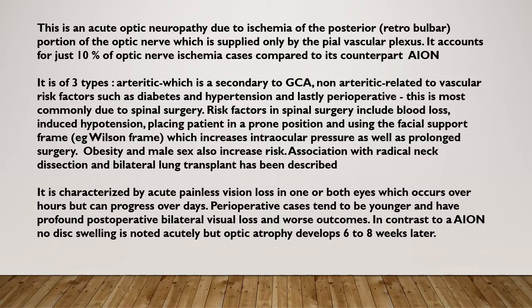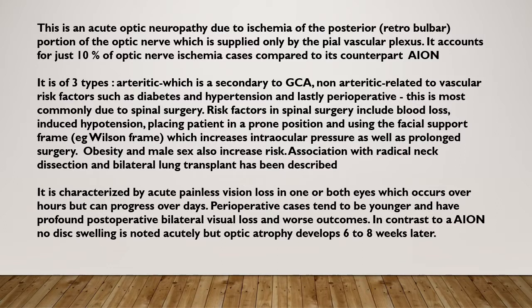Risk factors in spinal surgery include blood loss, induced hypotension, placing the patient in a prone position, and using a facial support frame, for example the Wilson frame, which increases intraocular pressure, as well as prolonged surgery. Obesity and male sex also increase risk. Association with radical neck dissection and bilateral lung transplant has been described.